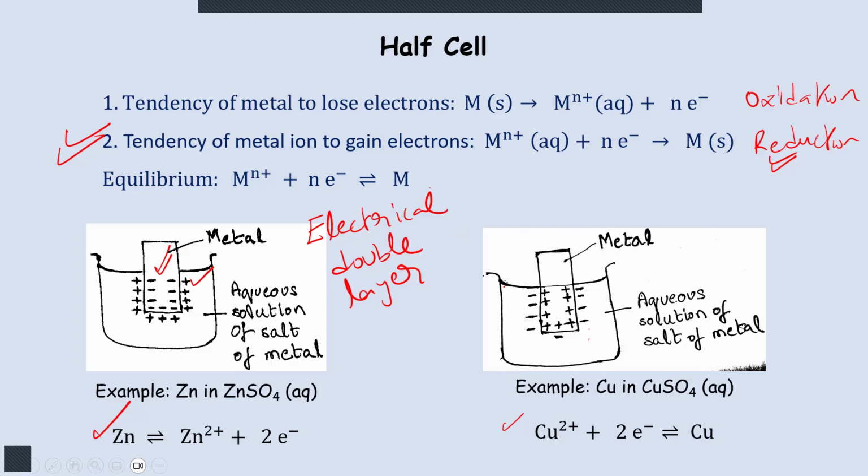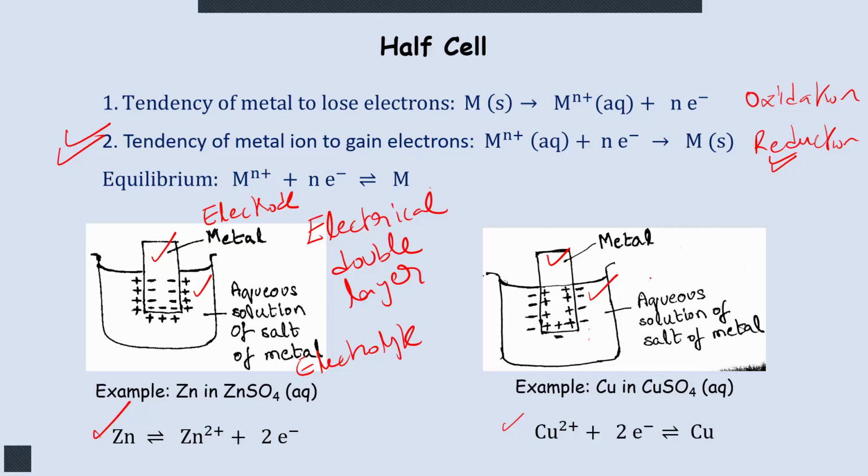However, in both cases, what we see is that the sign of charge on the surface of the metal rod is opposite to the sign of charges in the solution. So there is a potential difference between the metal rod and the solution. Now the metal rod is referred to as the electrode, and the solution is the electrolyte. In both cases, the metal rod is the electrode and the solution is the electrolyte. So there's a potential difference between electrode and electrolyte.